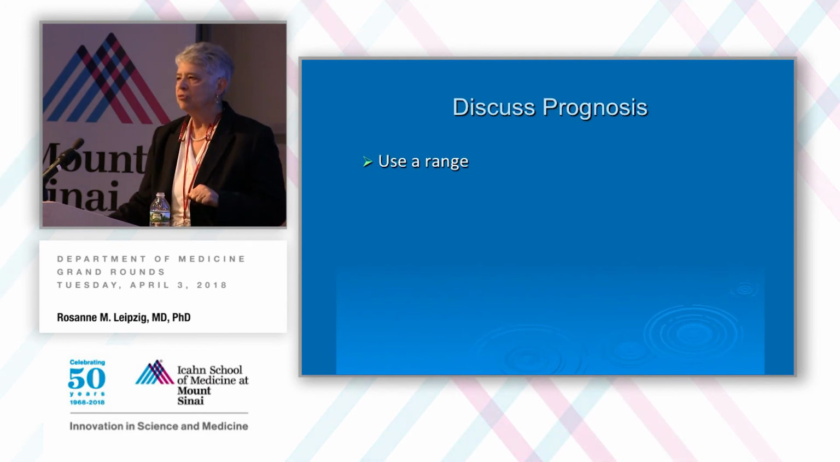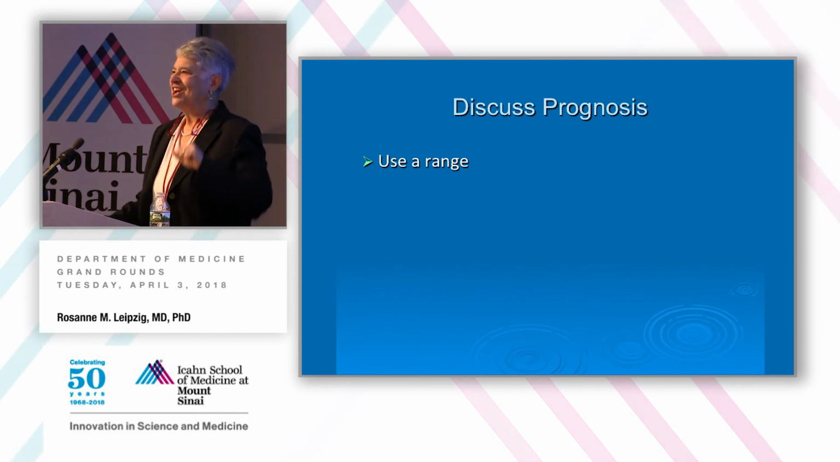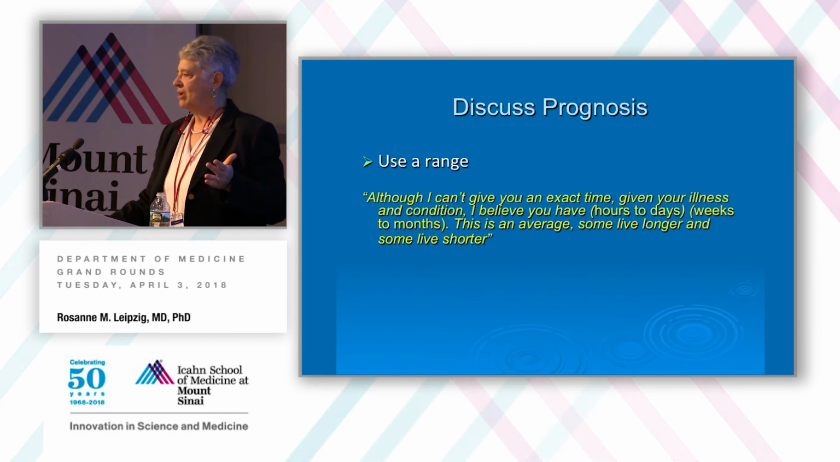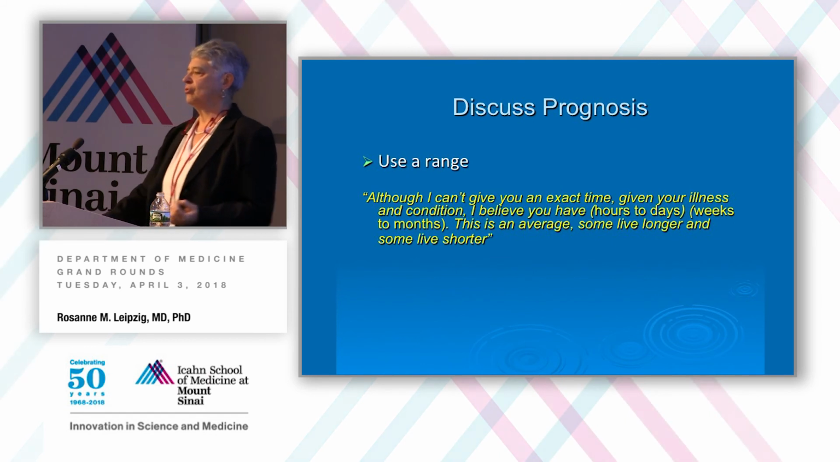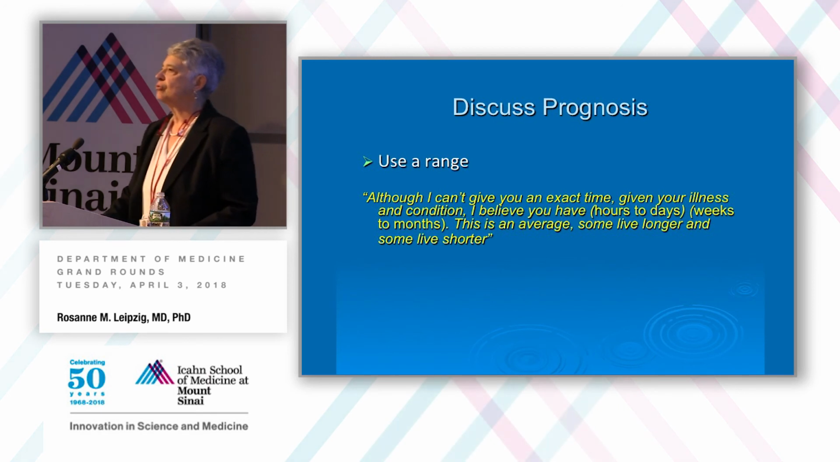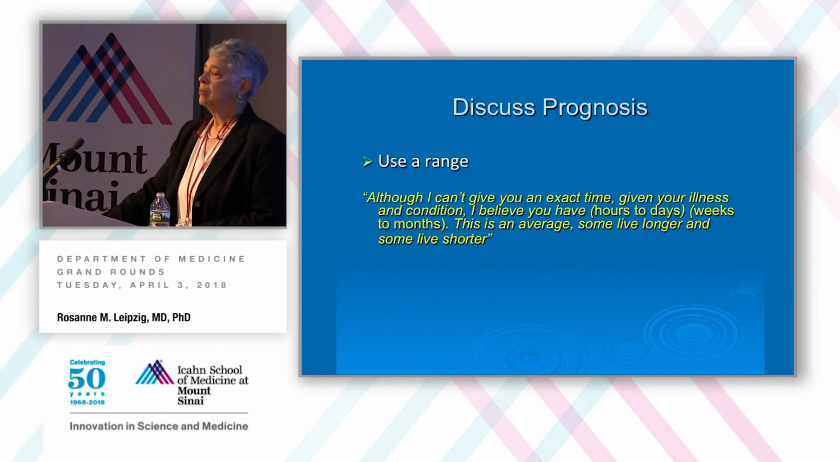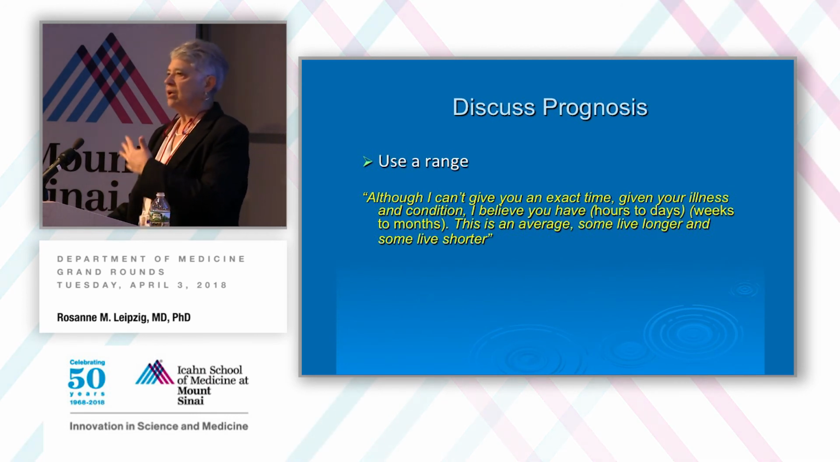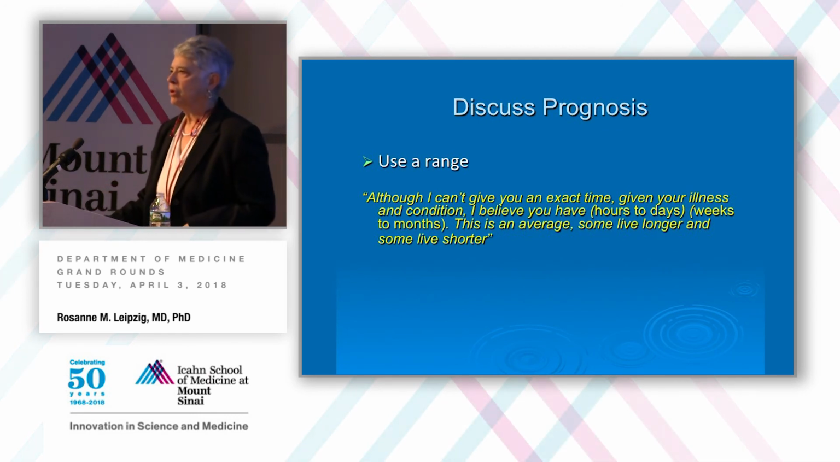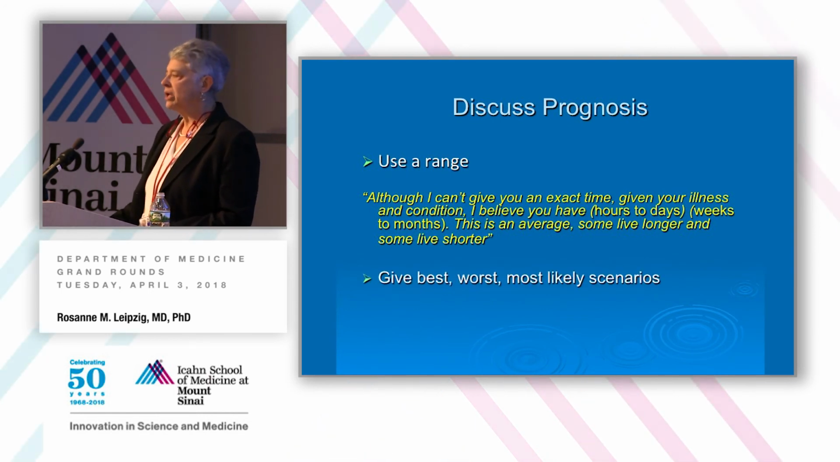When you discuss prognosis, don't say 3 days, okay? A month. Use a range. Although I can't give you an exact time given your illness and condition, I believe you have hours to days, weeks to months. This is an average. Some people live longer, some live shorter. And then I often say, I may be wrong. And I hope I'm wrong, but I think we should act thinking this way and get things in order and talk about them, okay? Give the best, worst, and most likely scenarios.